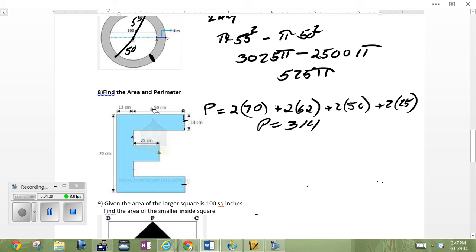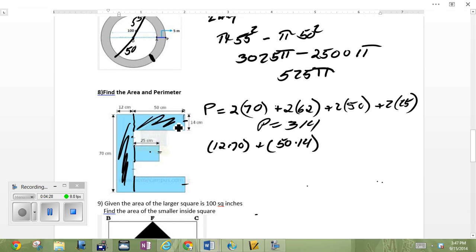Let's go to the area. What's the area? Well, break it up into rectangles. So here, this division is going to make 1, 2, 3, 4 rectangles. What are the dimensions of those rectangles? Well, you have one which is 12 times 70. That takes care of this guy. He's done. Then you got the other one, which is 50 by 14. So that takes care of that one. Then you got 25 by, again, what's this? This is 14. And then another one down here, which is 50 by 14 again.